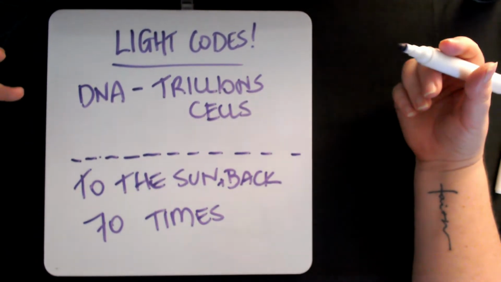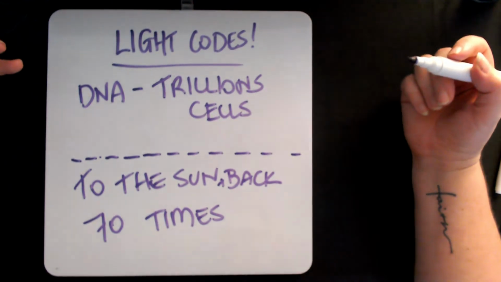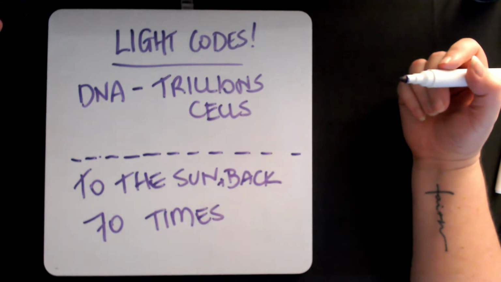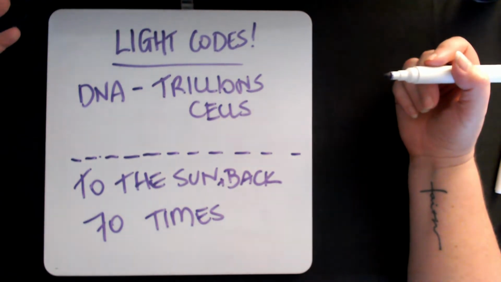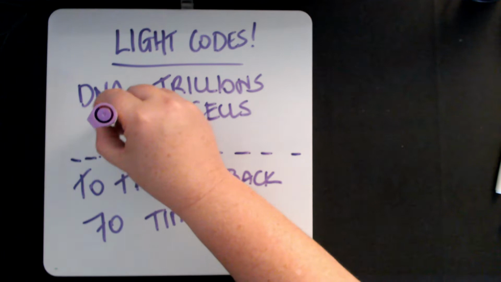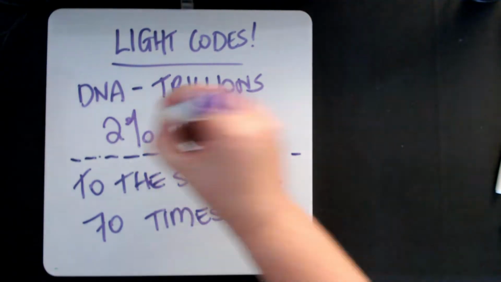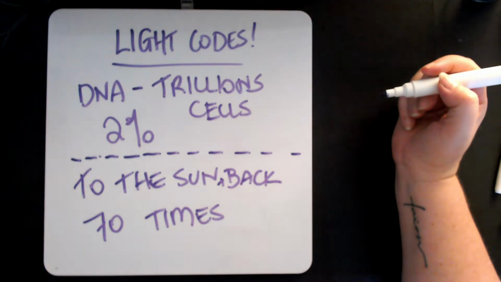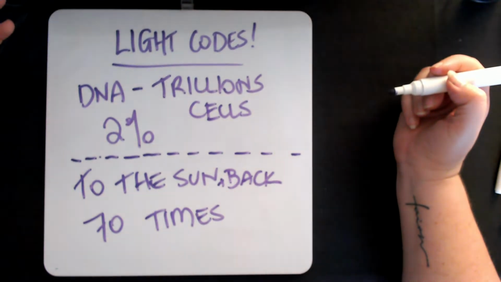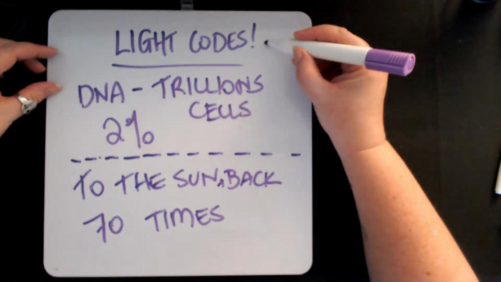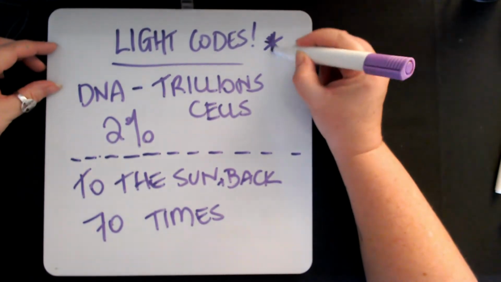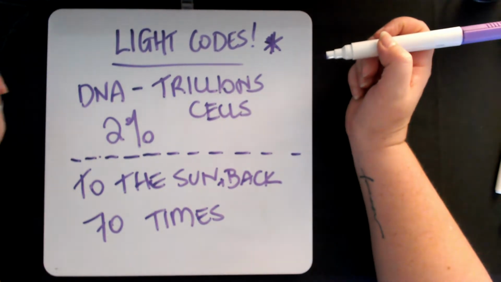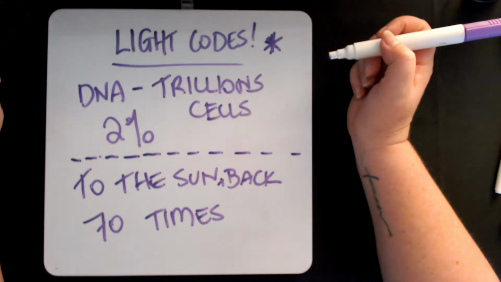possesses, the DNA energy. Now get this for another fact. Of the DNA that we're supposed to possess, to the sun and back 70 times, only 2% of our DNA is activated. So what we're talking about when we're looking at activating light codes is understanding that these light codes are part of our DNA, and by and large, 98% of our DNA remains unactivated.